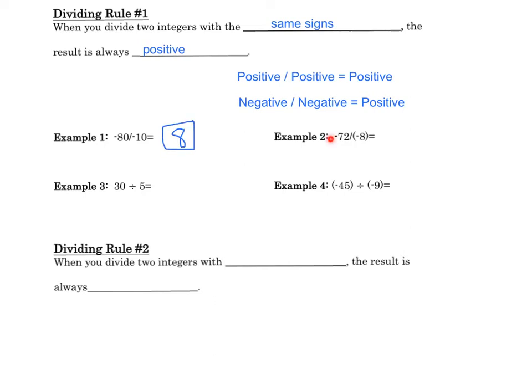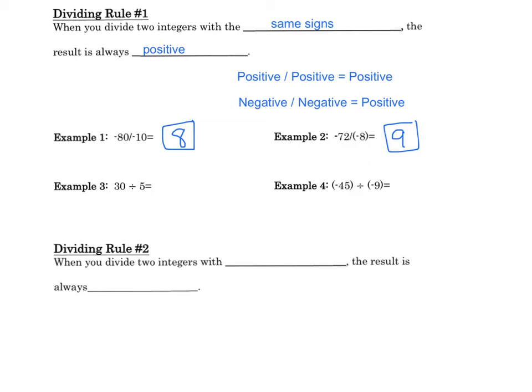Example 2. Negative 72 divided by negative 8. Again, we have a negative divided by a negative, which gives us a positive, and 72 divided by 8 gives us 9. So our answer is positive 9.